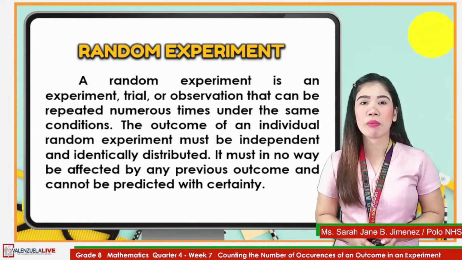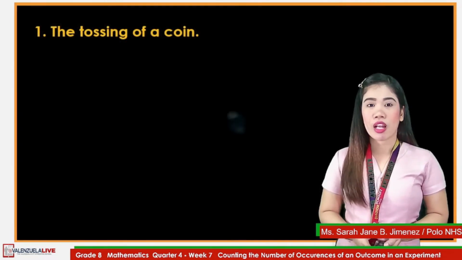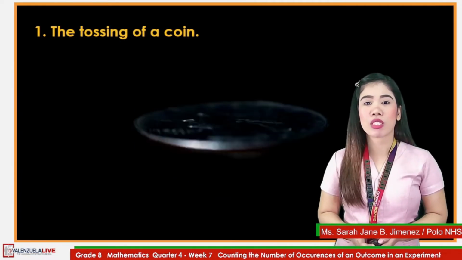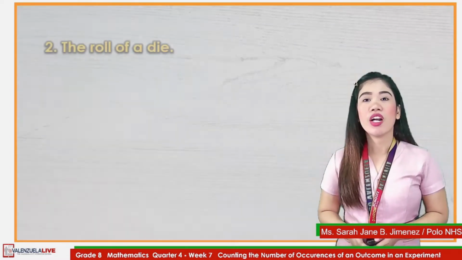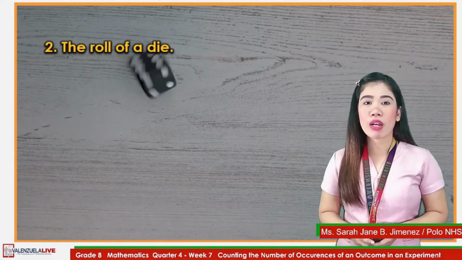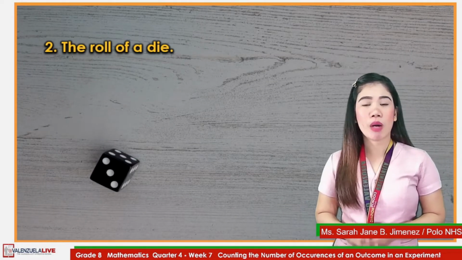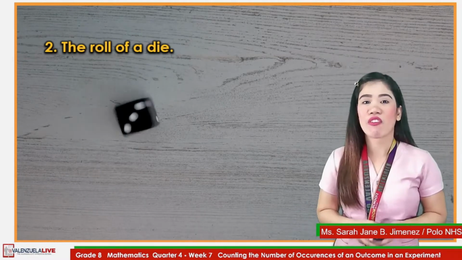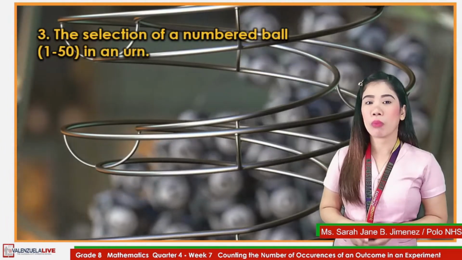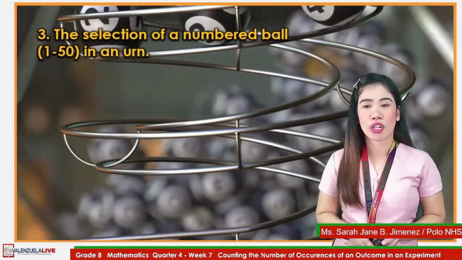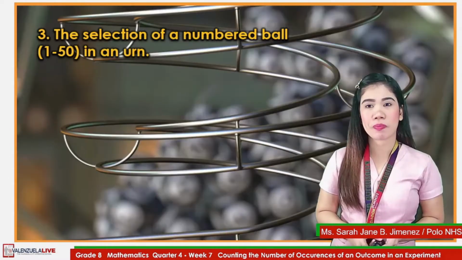Here are some examples of a random experiment. The tossing of a coin. The experiment can yield two possible outcomes, a head or a tail. The roll of a die. The experiment can yield 6 possible outcomes, and these outcomes are the numbers 1 to 6 as the die faces are labeled. The selection of numbered ball 1 to 50 in an urn. The experiment can yield 50 possible outcomes.